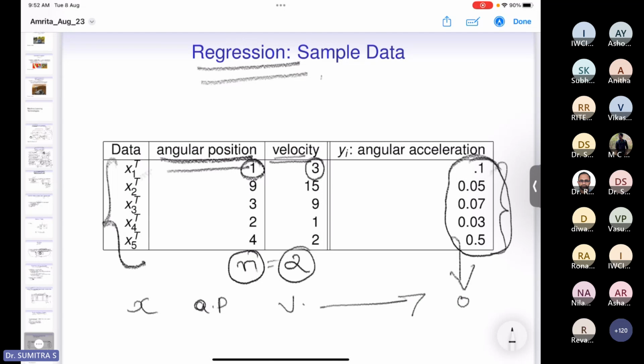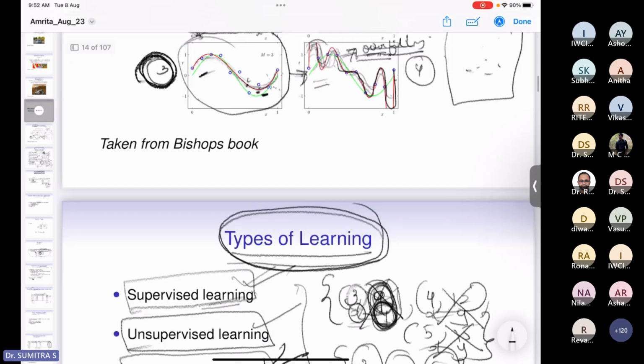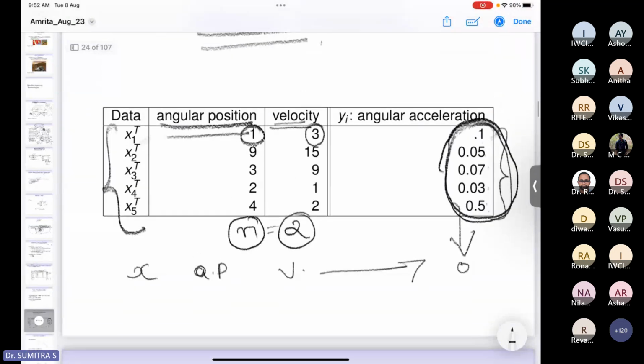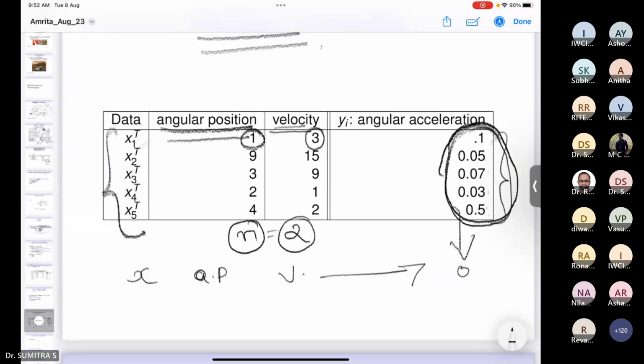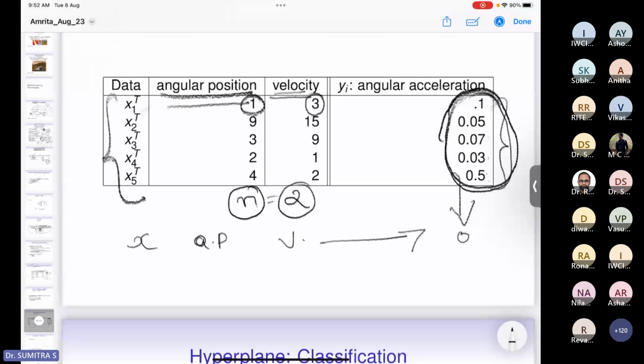But here, the y part we can no longer count, right? It is uncountable. If that is the case, we call it the regression problem. Okay, now we will look at this. This is how we differentiate supervised learning.